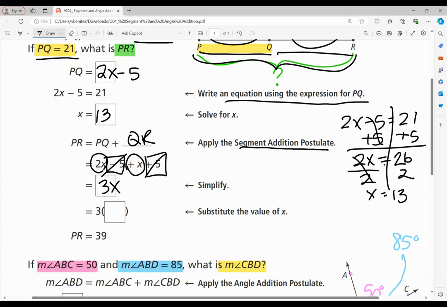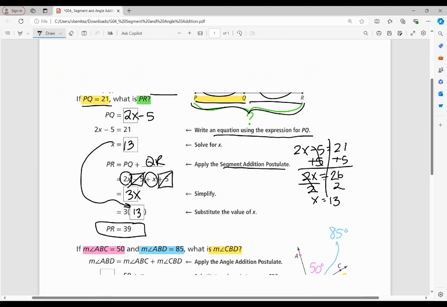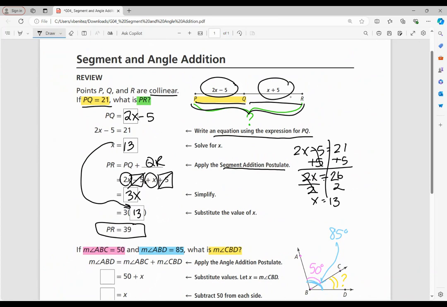So now that I know that x is 13, I'm going to go ahead and substitute it in here. 3 times 13 would give us the whole distance from P to R, and 3 times 13 is 39. So again, we're using what we know about the segments within the line and using algebraic steps to set up our equation and solve for x, and then substituting that back in.